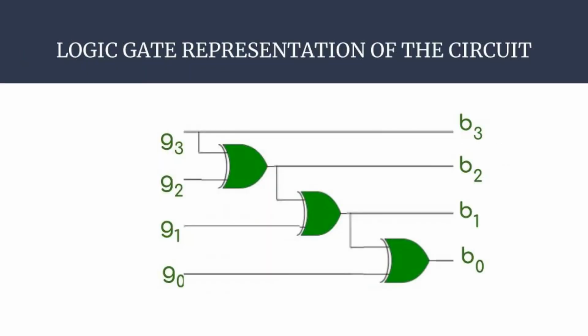Our final step is to build the circuit using logic gates. The best way to represent the circuit is using only 3 XOR gates. It can be done in the following manner. The output of the XOR of G3 and G2 is supplied to G1. Similarly, the output of the corresponding XOR is supplied to G0 and subsequently their XOR is done. In this way, the circuit can be implemented avoiding unnecessary delay.